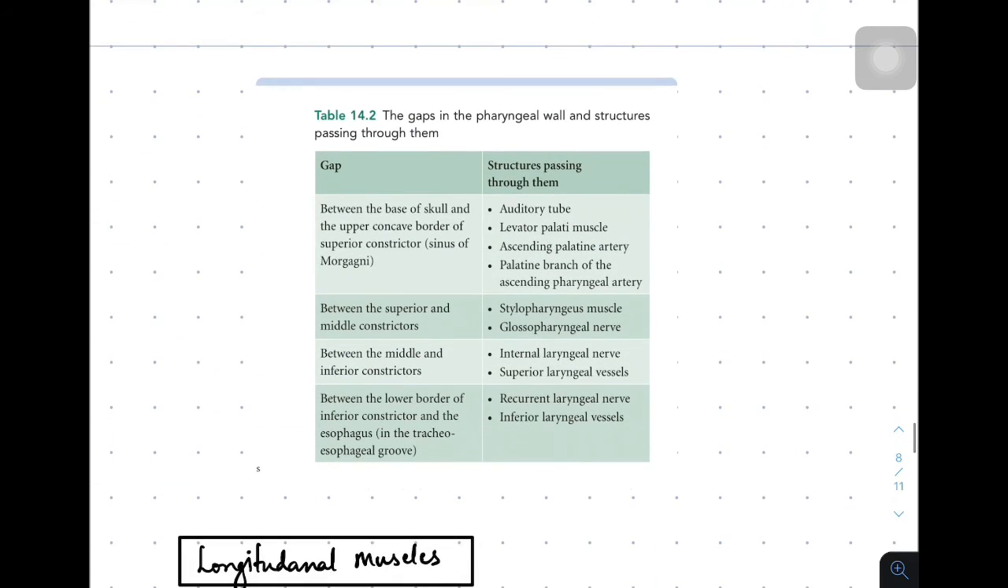So this is a summary of what I told earlier. In the gap between the base of skull and the superior constrictor, we have the auditory tube, levator veli palatini, ascending palatine artery, and palatine branch of ascending pharyngeal artery. Between superior and middle constrictor, the stylopharyngeus and glossopharyngeal nerve. Between middle and inferior constrictor, the internal laryngeal nerve and superior laryngeal artery. Then between the lower border of inferior constrictor and the esophagus, in the tracheoesophageal groove, we have the recurrent laryngeal nerve and inferior laryngeal artery.